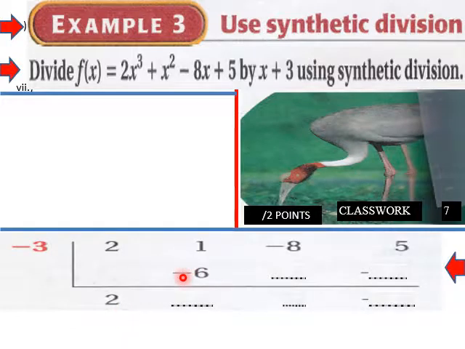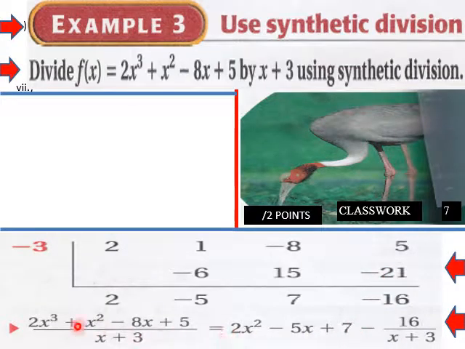And then negative 3 times 2 is negative 6. We put that underneath here and add. We don't use the long division method here. We don't change signs and add, we just add. So negative 6 and 1 would be negative 5. And then negative 3 times negative 5 is 15. Then we add and we get 7. Then negative 3 times 7 is negative 21. And then we add, and we get negative 16. So we have a situation here with a negative 16 as our remainder. So the quotient for this division problem is 2x squared minus 5x plus 7 minus 16 over x plus 3. That would be our solution to this division problem using synthetic division.